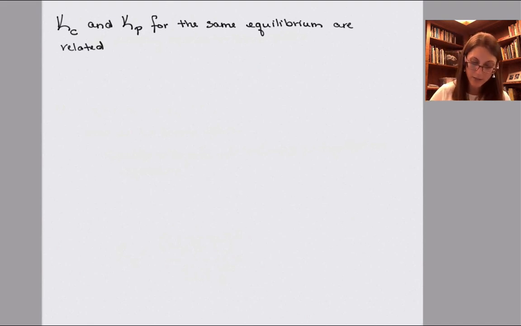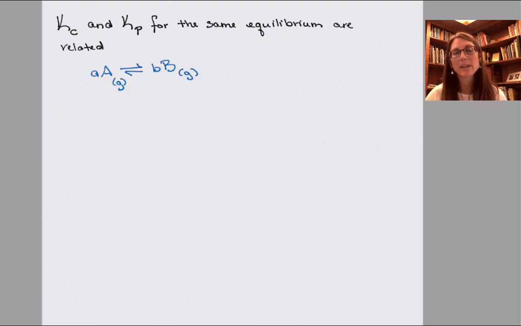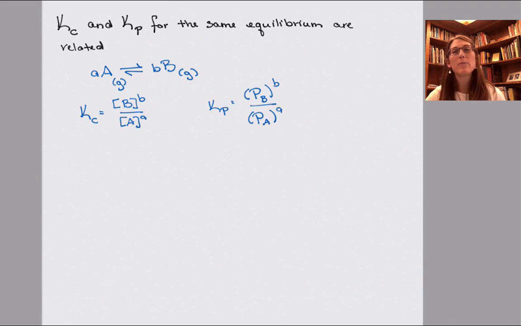So let's take a look at a generic expression again. To keep things simple, we have A turning into B. These are both gases, so I could choose to write either an equilibrium constant in terms of concentration, how many moles of gas we have per liter of that gas, or in terms of pressure. And when we're writing Kp expressions, our pressures are going to be in atmospheres. So how do we relate these two to one another?